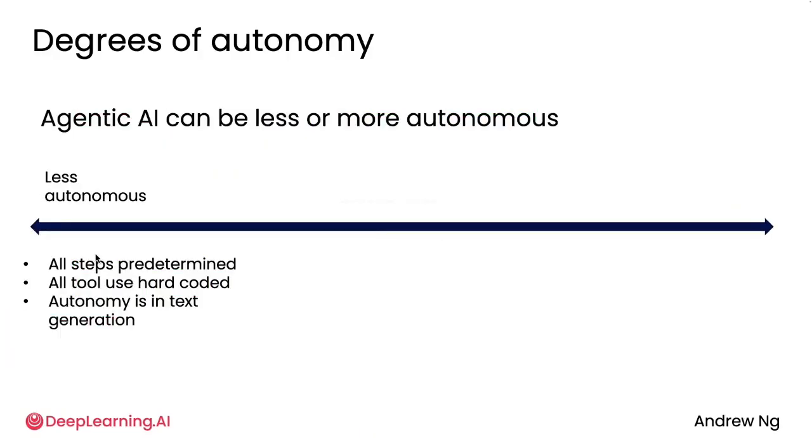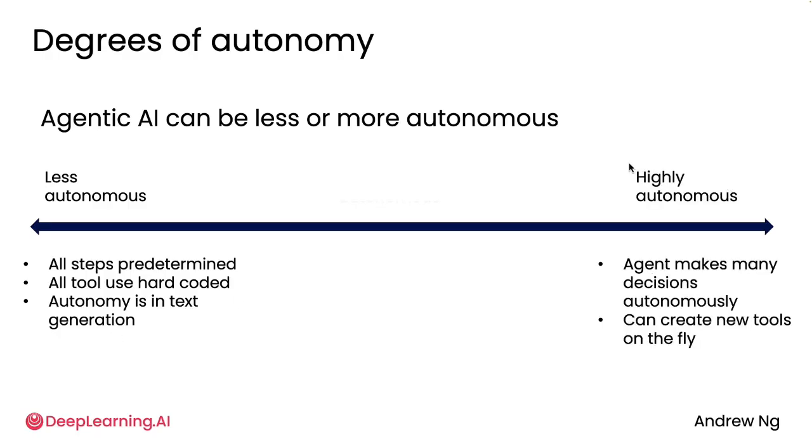So for less autonomous systems, you will usually have all the steps predetermined in advance, and any functions it calls like web search, and we'll call that tool use as you learn in the third module in this course, might be hard-coded by the human engineer, by you or me, and most of the autonomy is in what text the LLM generates.